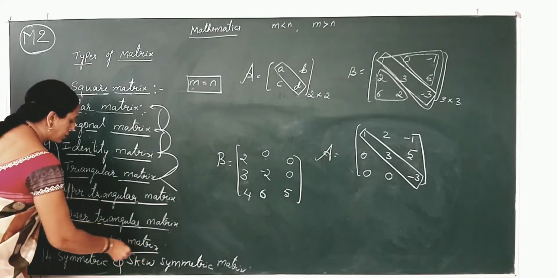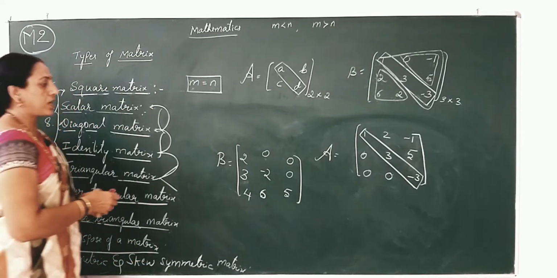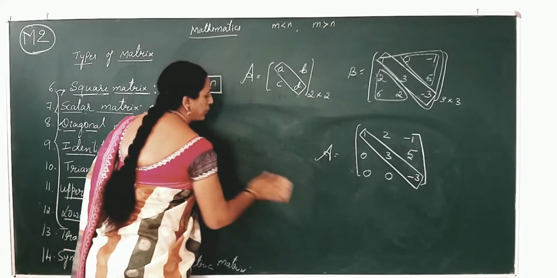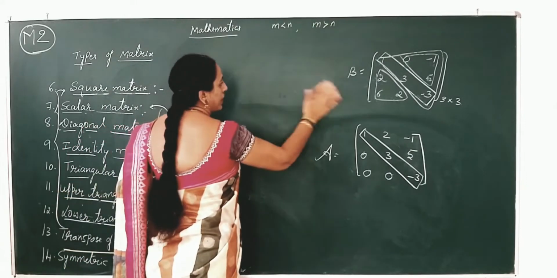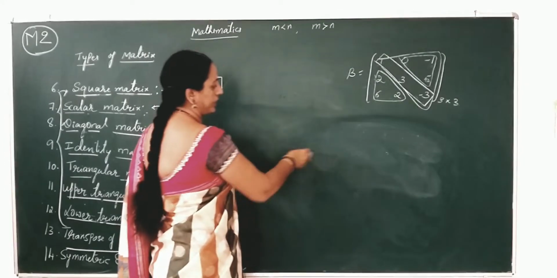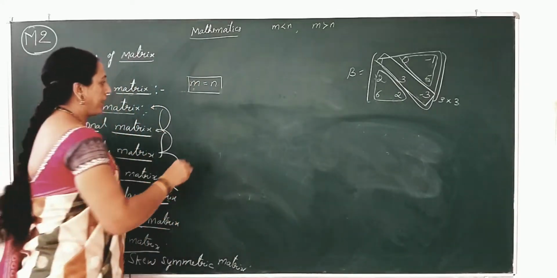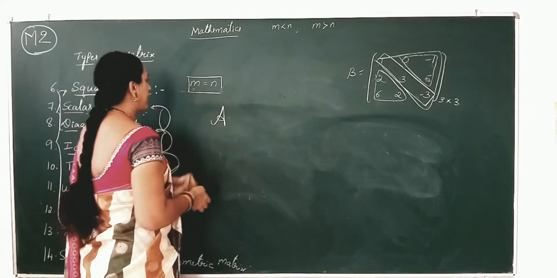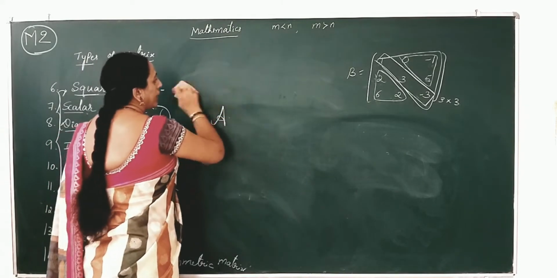Then the next one is the transpose of the matrix. And the transpose of a matrix does not depend on the matrix being a square matrix. It need not be a square matrix. For any matrix, the number of rows and the number of columns can be anything.